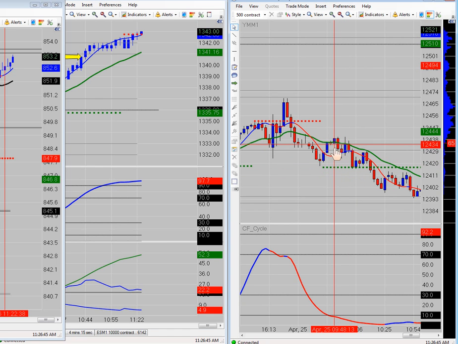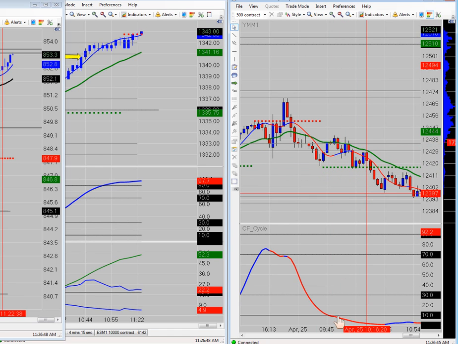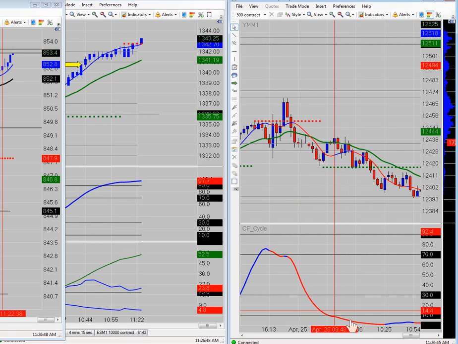Again, the same type of thing, room to run. The cycle in this case was red and headed down. It was oversold, but the market was indicating that it was going to go down from there. That's what I was looking at.